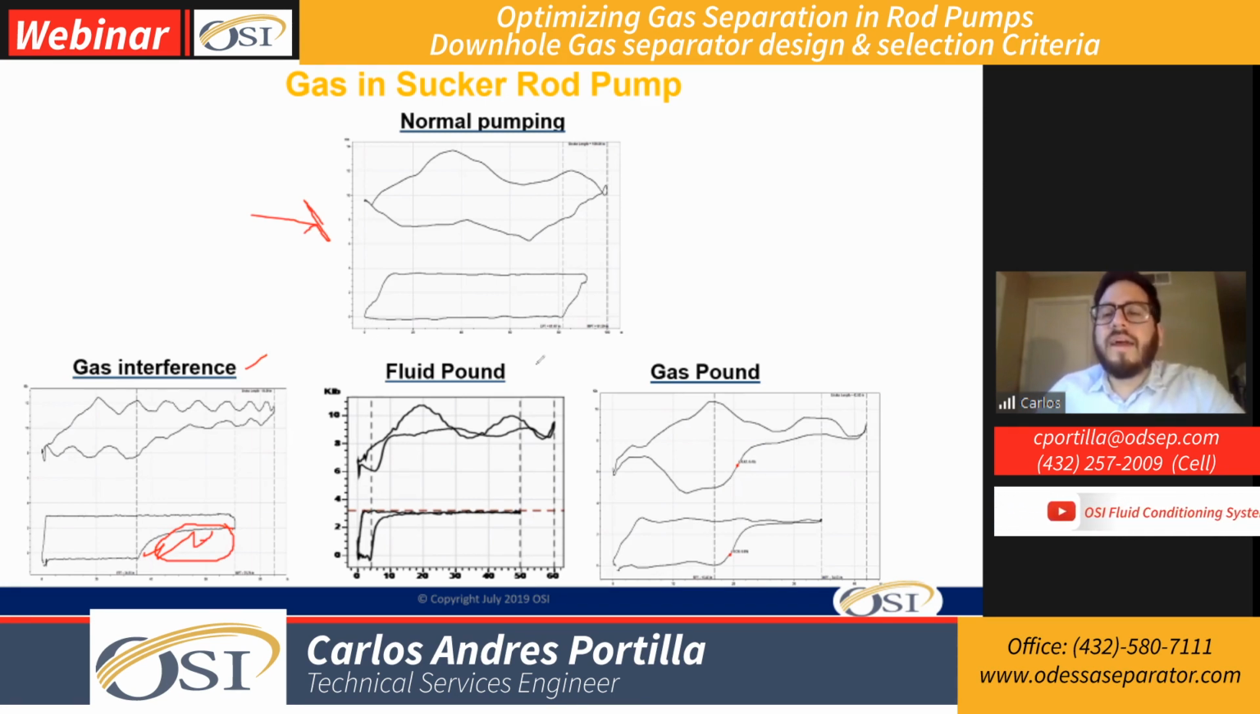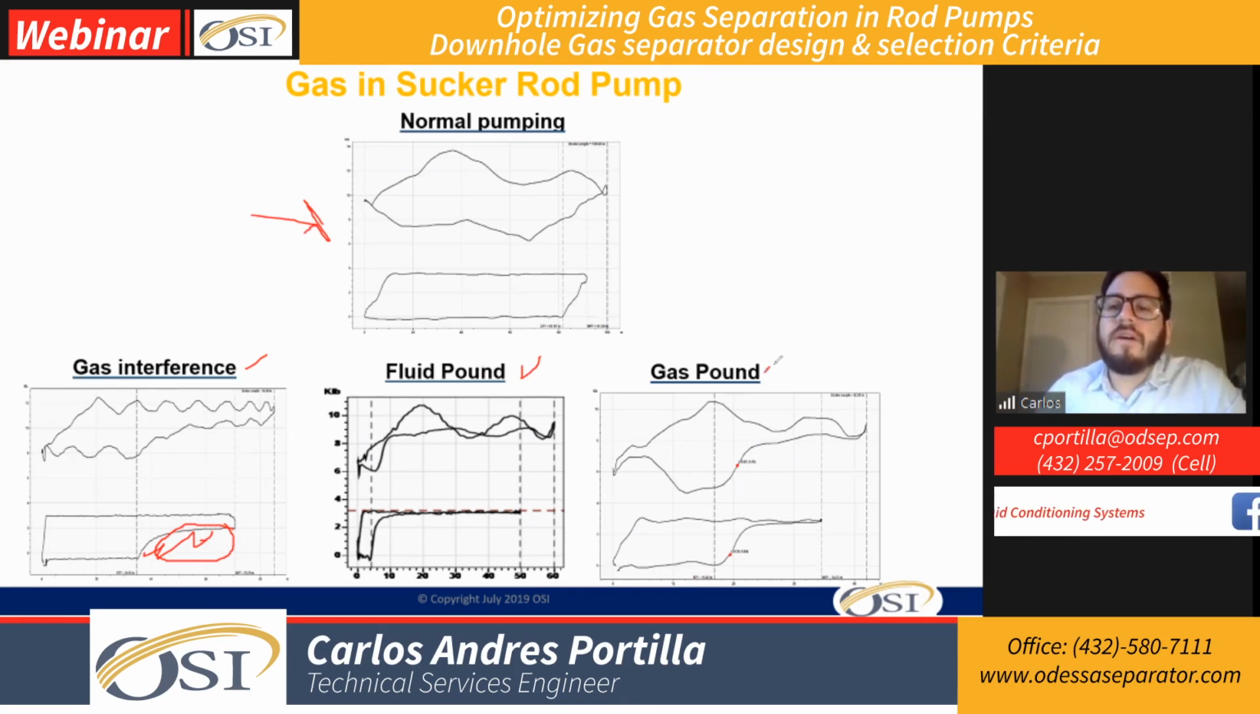When we talk about fluid pound, it's more that the displacement capacity of the pump is higher than the quantity of fluid that the reservoir can give up. So basically, we're producing more than the inflow of the reservoir, so we're going to be pumping off the well. At some point, the fluid level inside the barrel is going to be insufficient, and the plunger is just going to hit that fluid level, buckling, and you can even feel that at surface. So that could cause many problems.